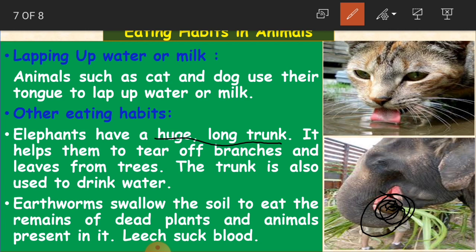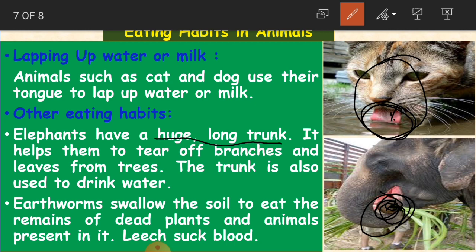And here our cat is licking the water through the tongue. This is the organ by which they lap up the water and milk.